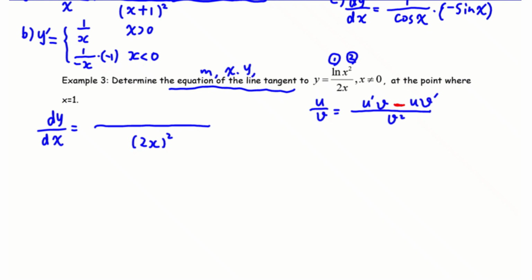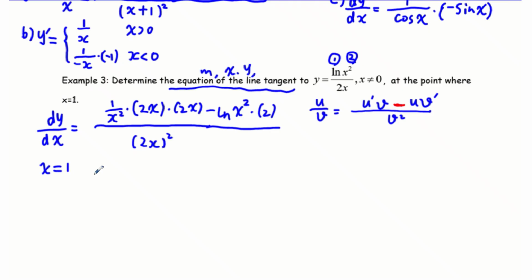So this one will be 1 over x squared first, then times the derivative of x squared, which is 2x, then write a v here, so 2x again. Then minus, copy the v here, then do the derivative of 2x, which is 2. Then we sub in x equals 1 to find the slope.